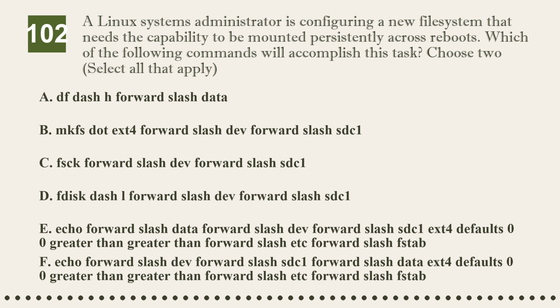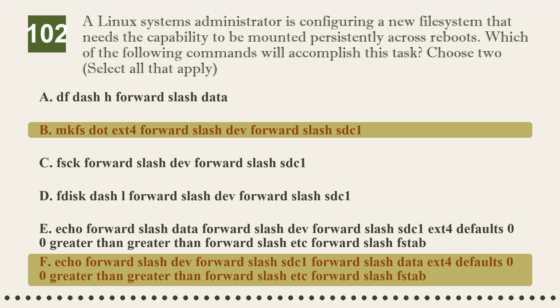Option E, echo /data /dev/sdc1 ext4 defaults 0 0 >> /etc/fstab. Option F, echo /dev/sdc1 /data ext4 defaults 0 0 >> /etc/fstab. The correct answers are options B and F.